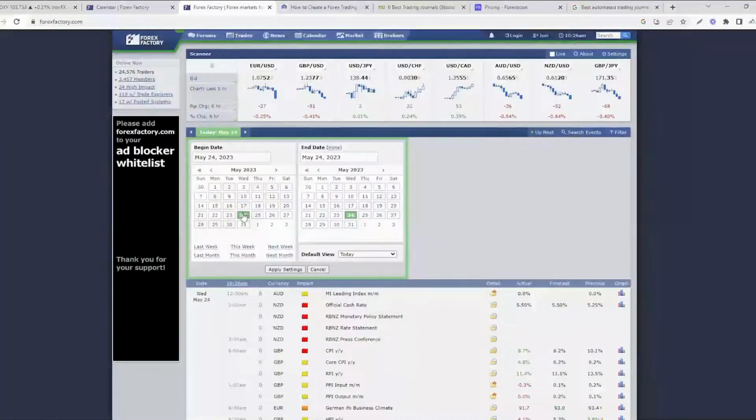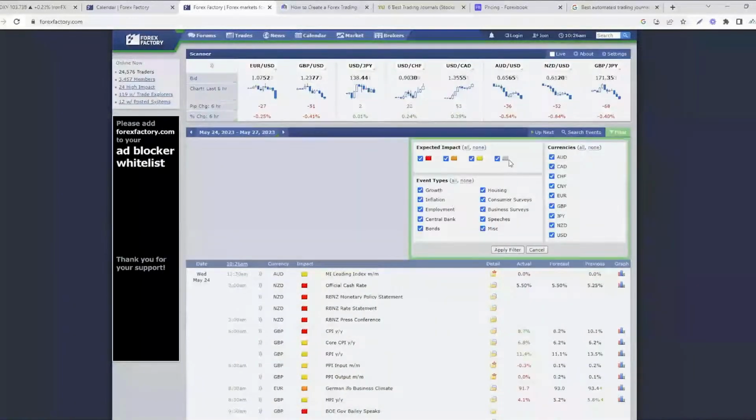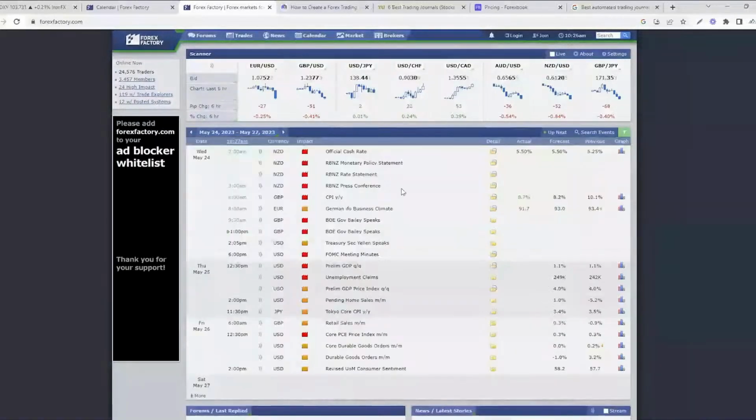And here you have your filter for the dates. So we're going to choose today, 24th of May, till 27th of May, Saturday. Apply the settings. Then you go to the filter on the right, click on filter. Typically I choose the two most high impact events. Of course, you are free to select all the options as well, but I prefer the two most high impact events. Then I choose all event types, and all currencies as well, and then I apply the filter.